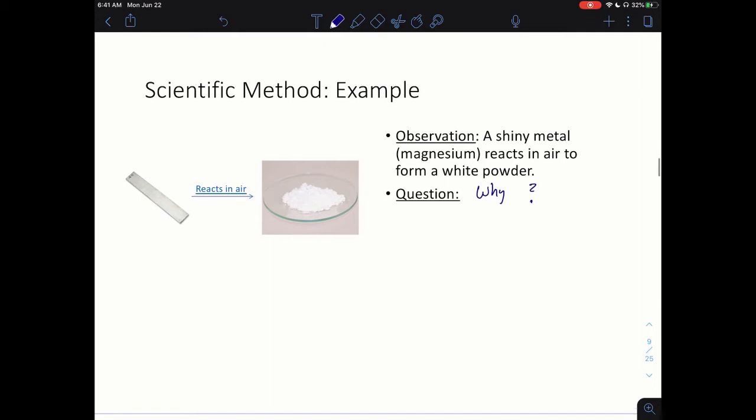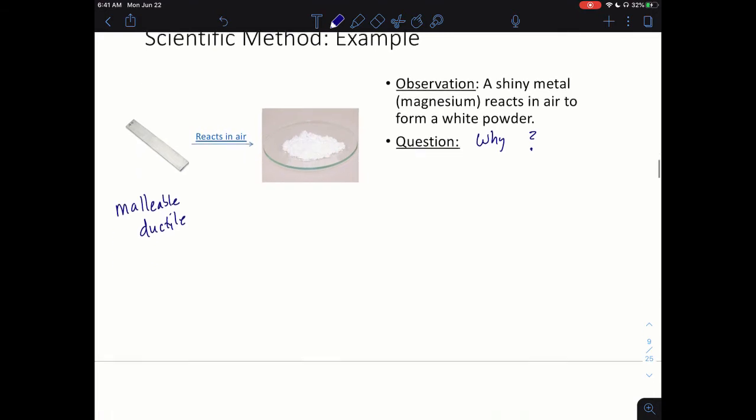This metal was so useful. I could pound it into a sheet. It was malleable. I could pull it into a wire and conduct heat or electricity with it. It was ductile. It was very useful. And then now it's made this useless powder. So why? Why did this happen?